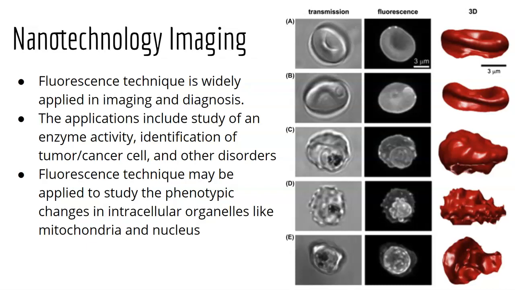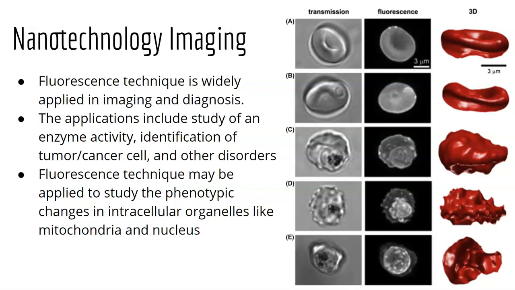All right, so what is fluorescence actually used for? Great question. First, it is used for nanotechnology imaging. Fluorescence is a technique that is widely applied in imaging and diagnosis. The applications include the study of enzyme activity, identification of tumor and cancer cells, and other disorders. This technique can also be applied to study the phenotypic changes in intracellular organelles like mitochondria and the nucleus. What is actually happening and what is changing in those organelles at the cellular level.